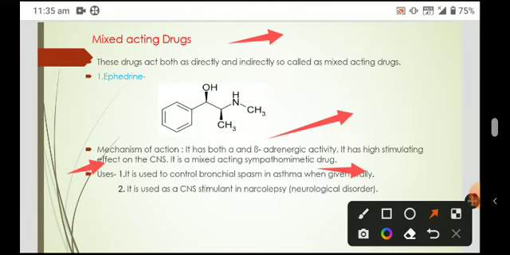The next point is the uses. It is used to control bronchial spasm in asthma when given orally. So when this drug is taken orally, it is used to treat bronchial spasm. Second, it is used as a CNS stimulant in narcolepsy, which is a neurological disorder. These are the two main uses of ephedrine.